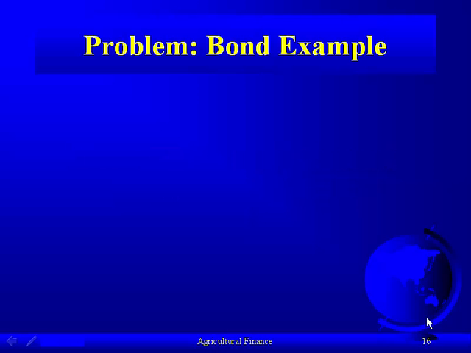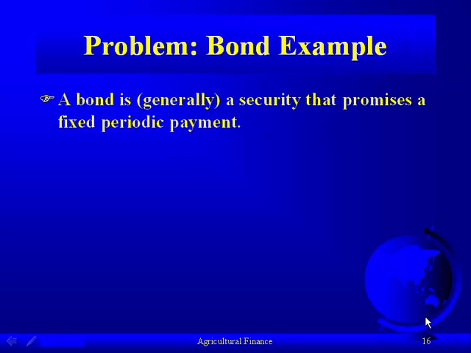We could use a lot of different examples to illustrate the multi-period framework. I'm just using this as an opportunity to teach the bond concept. So we're going to use a bond example. A bond is generally a security that promises a fixed periodic payment. A bond is basically a debt.